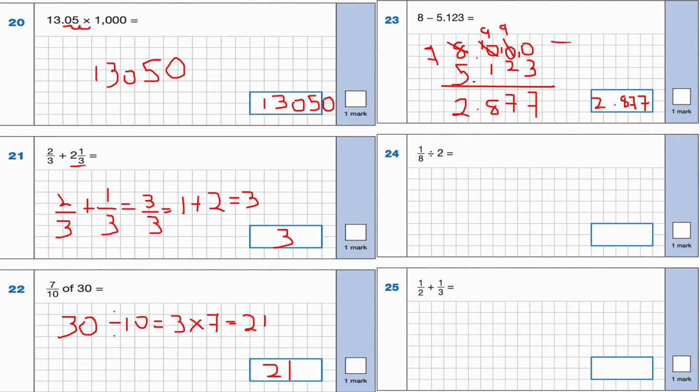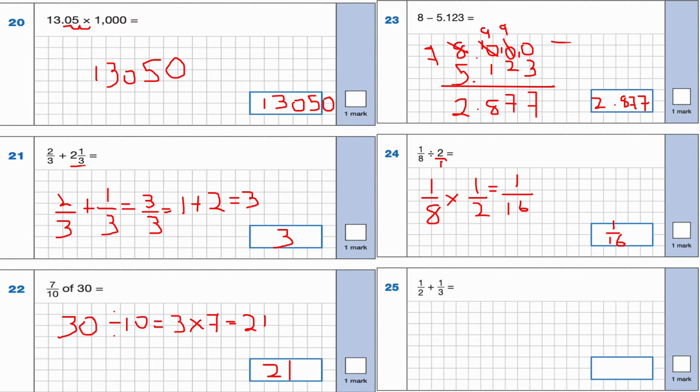Okay, question number 24, guys, it's dividing fractions. So I keep the first fraction the same. I flip the second one, so 2 goes to a half, because if you imagine it as 2 over 1, the reciprocal of this becomes a half. Change that to a times. Okay, timesing fractions, I just times the numerators together and the denominators together. 1 times 1 is 1, and 8 times 2 is 16. So the answer, guys, is equal to 1/16.